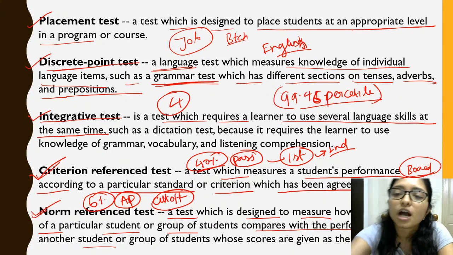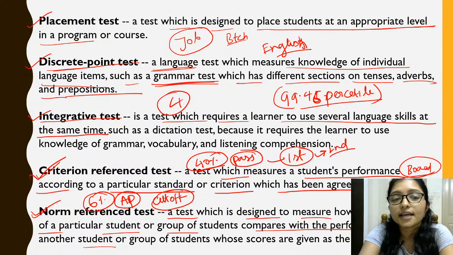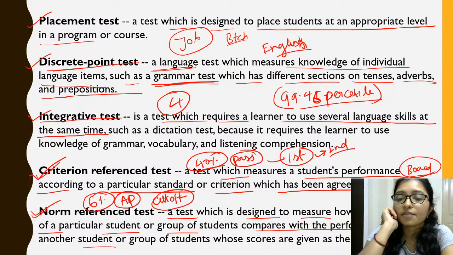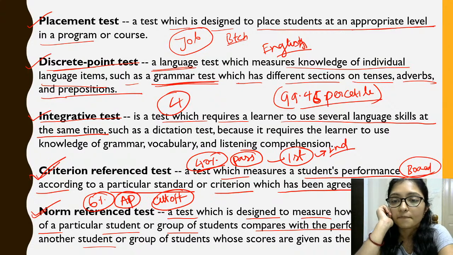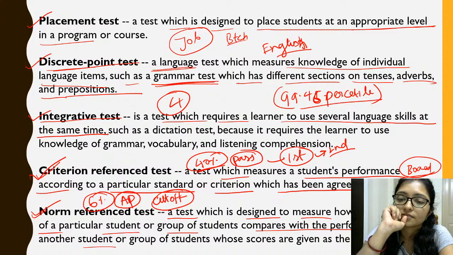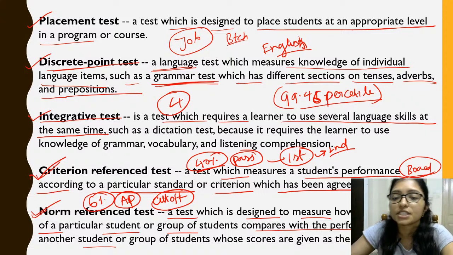Please reply. How many students are there? Is it clear? Norm reference, criteria reference, because every year a question comes from norm reference and criteria reference. Please reply everyone. So all the tests are clear, different types of test. Manish is replying. Others?